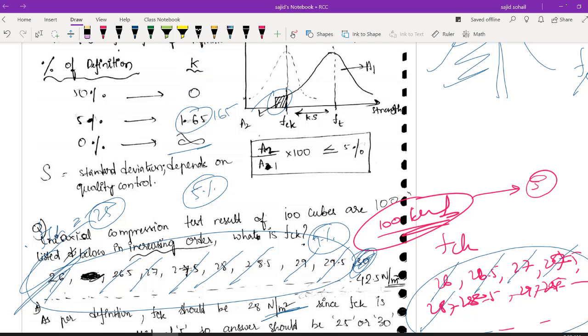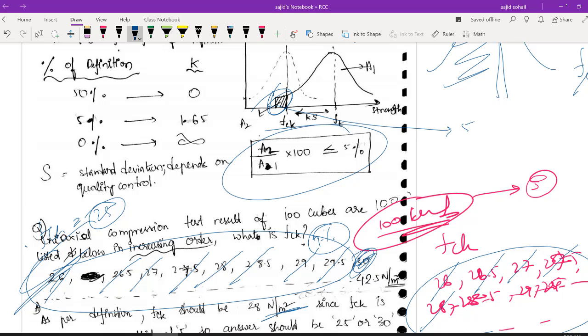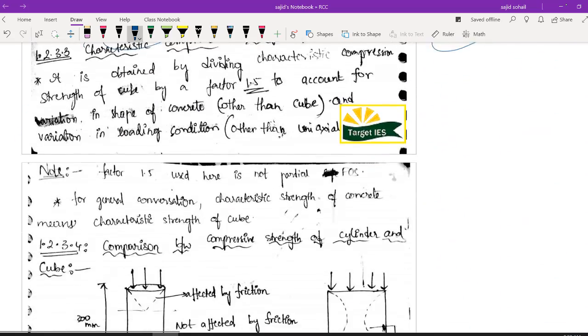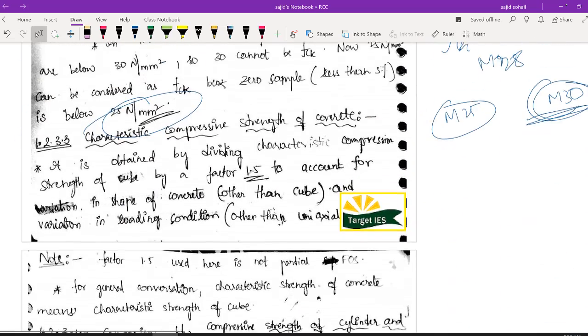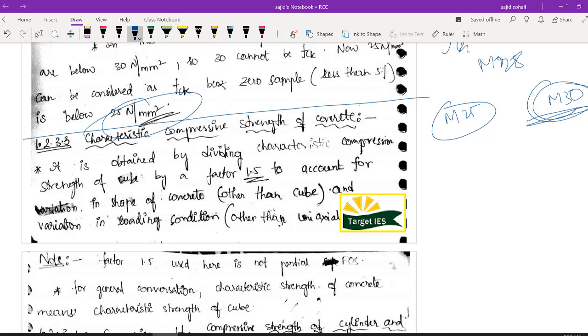Did you understand the concept? Everything is crystal clear. For our fck value, how much area is permissible? 5% area is permissible. That means 5% of your blocks can fall below the fck value. As simple as that, right? So far clear, right? In the next module, what I am going to teach is the characteristic compressive strength of concrete.